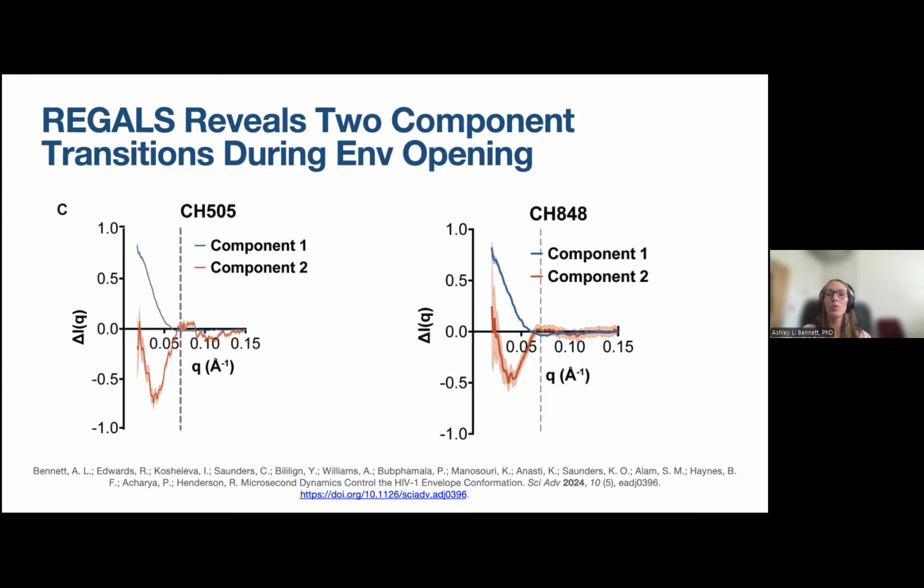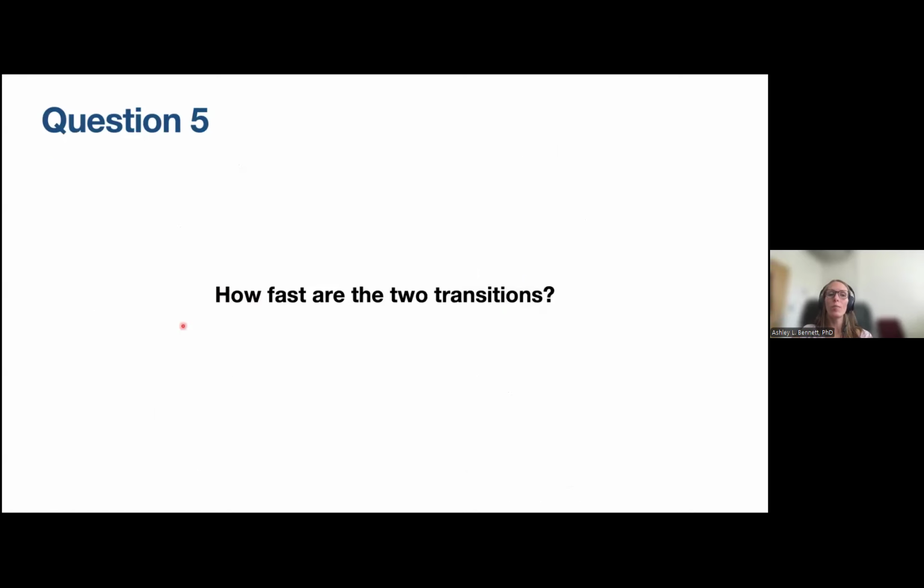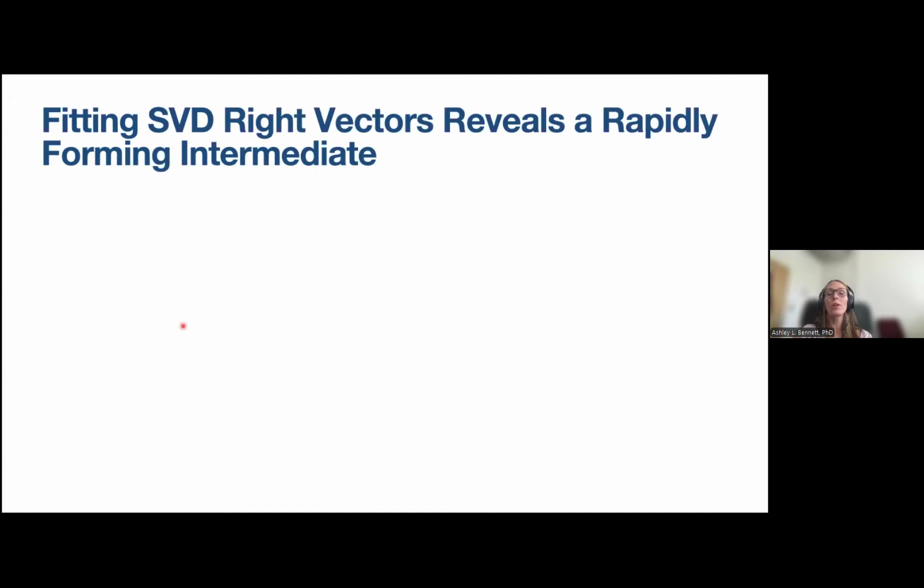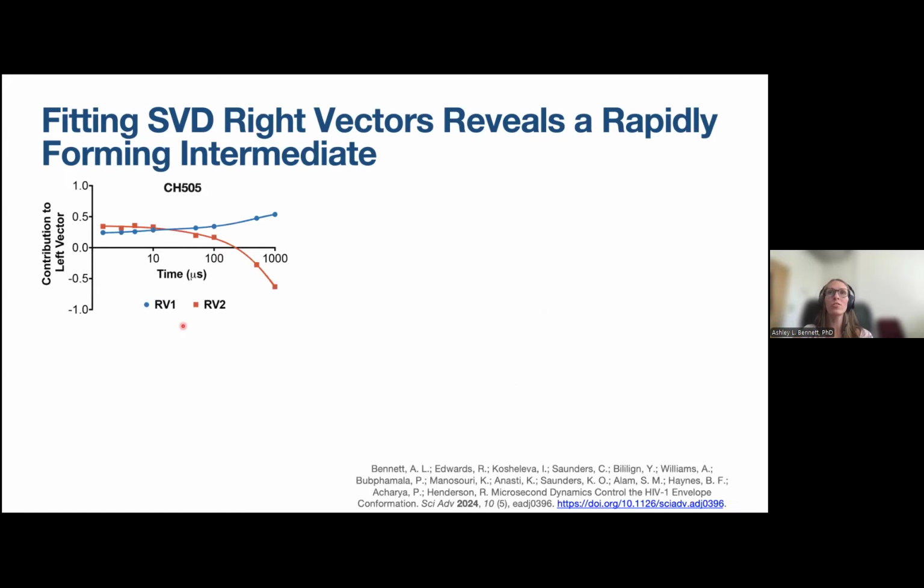But we still have more work to do to identify what these components are and if they're real. But first, we wanted to know what kinetics we can associate with these components. So we also ran a standard SVD analysis, and the left vectors from that SVD analysis matched the components we got from the REGALS analysis. But in this case, to determine kinetics, we were interested in fitting the right vectors.